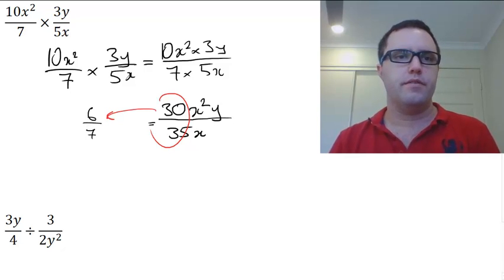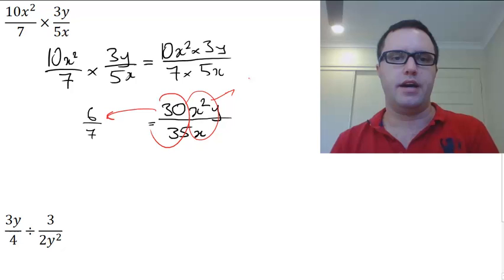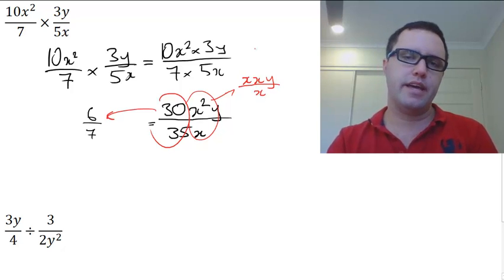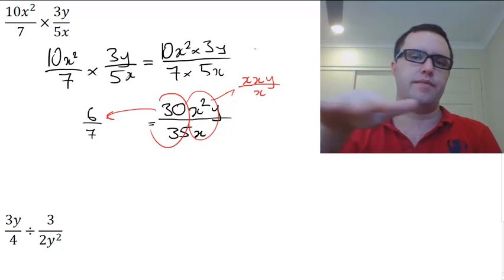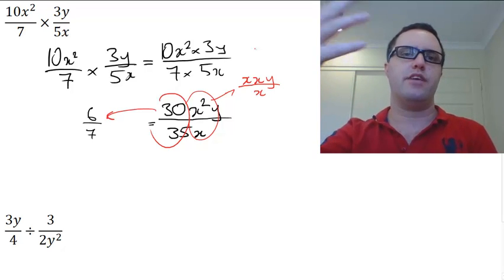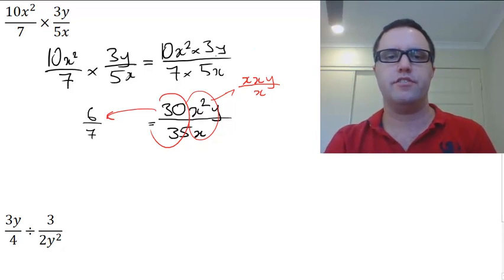Right, what about our letters? Well, we can rewrite this part here as, if you think about it, x squared is the same as x times x, so that's x times x times y over x. Remember, they're cancelling across the fraction line, the vinculum. If it's the same letter, with multiplication, you can cancel them across the fraction line.